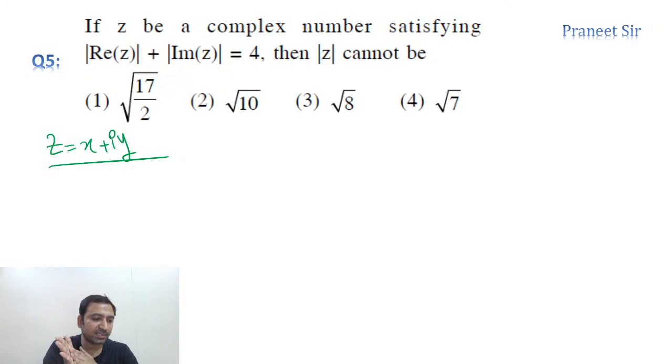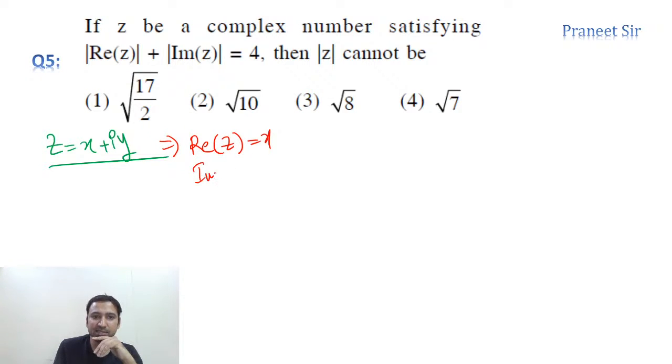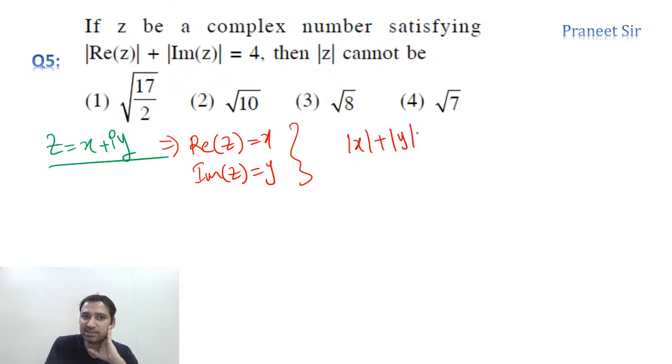If Z is equal to x plus iy, the real part of Z is how much, guys? x only, right? Can I say the real part of Z is equal to x and the imaginary part of Z is equal to y? So what it is saying is mod x plus mod y is equal to 4. How many lines will we get, guys? Are we getting 4 lines total, which is nothing but a square?